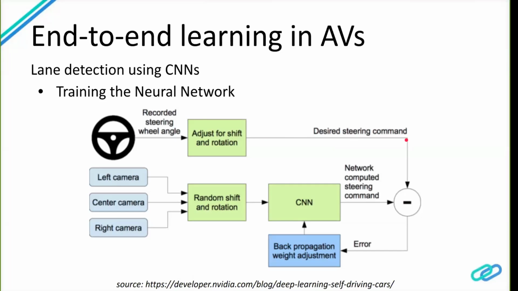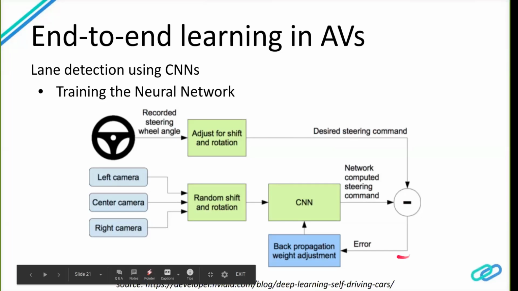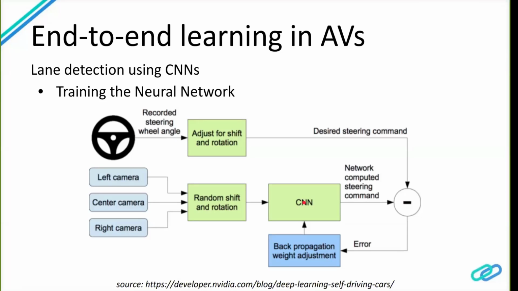So that difference of 1 degree will be sent as an error to back propagation, and we'll update the CNN, saying that, hey, you need to make sure that the steering angle is not 19 degrees but 20 degrees. This is what happens when we are training the neural network. So this is also about training. I'm not talking about the testing. So we need to train the neural network first.